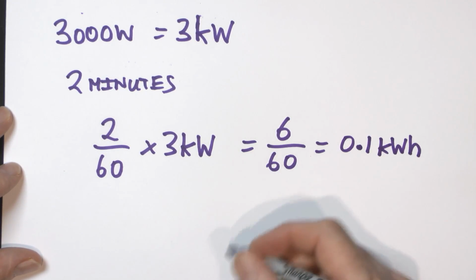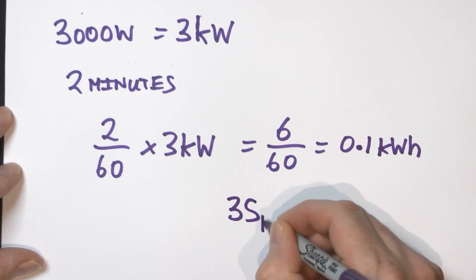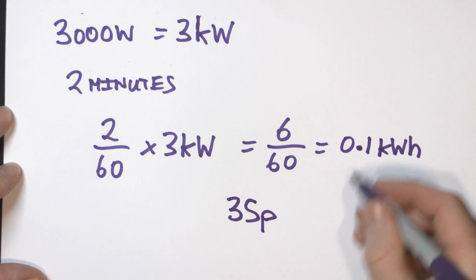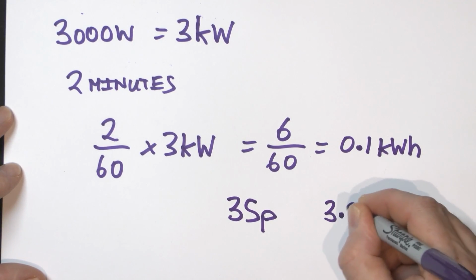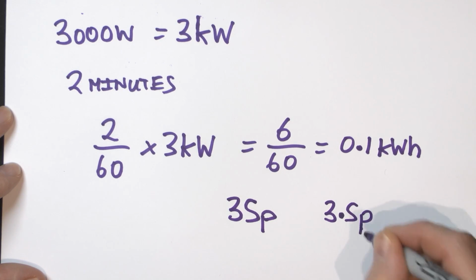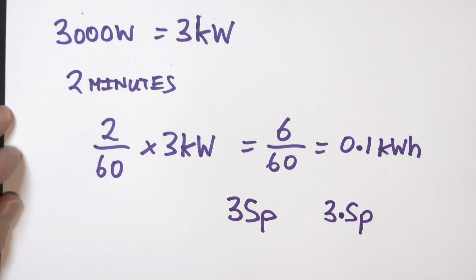So if you were paying, say, 35 pence per kilowatt hour, then the kettle being on for 2 minutes would cost you 3.5 pence. So not a huge amount, but nevertheless a noticeable figure there. And if you want to save money using a kettle, do not go and buy a new one thinking it's going to save you money, because it won't.